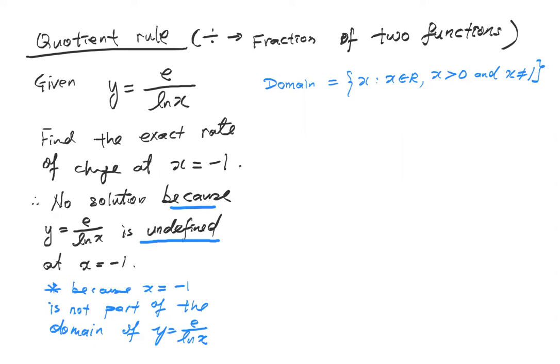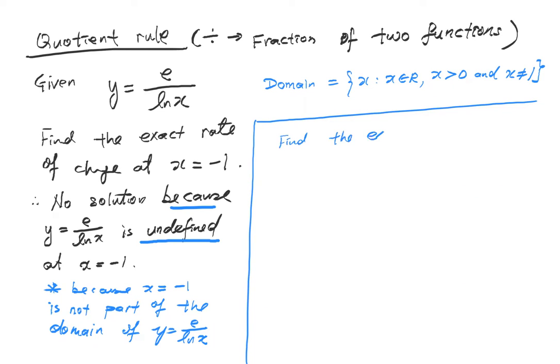Okay, so now if I turn the question to: find the exact rate of change of y equal to e over ln x at x equal to 2. What rule must I use? I haven't taught you the quotient rule, so definitely it cannot be the quotient rule.